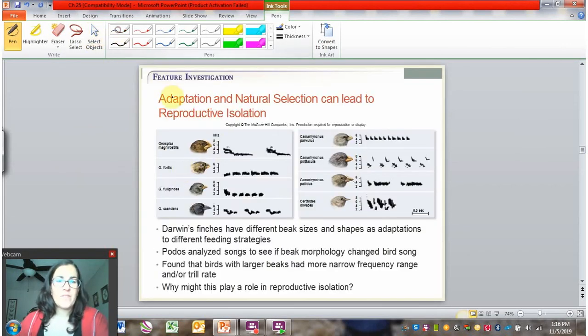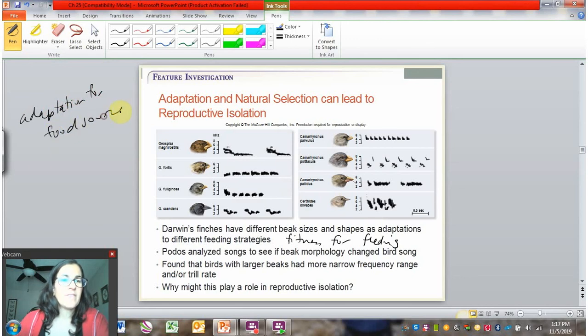So an example of this is the finches. We've talked about the finches and their beak size before. Due to natural selection, the finches have different beak sizes and shapes. And this was in order to feed, right? So this was related to fitness for feeding. But what they found is that as beak size changed due to natural selection, it also changed the bird's song. So adaptation for food had a side effect of a change in song.